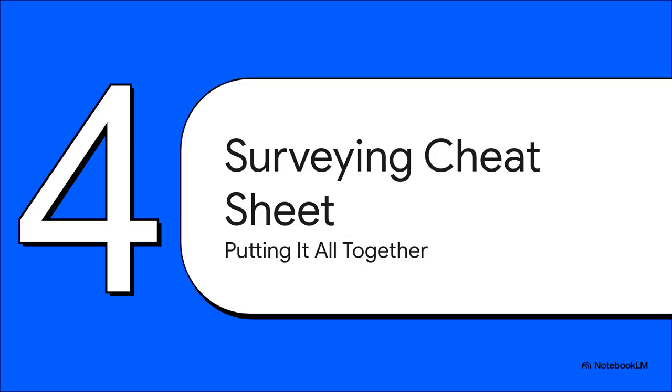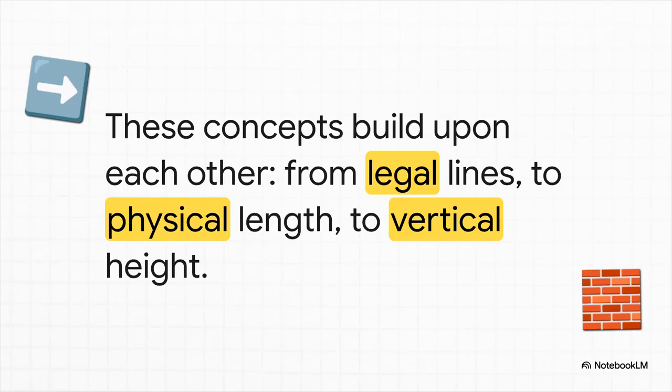Okay, so let's recap. We've worked through our 4 core concepts. We went from the legal line on a piece of paper to physically measuring it to understanding its vertical height. Now let's put it all together in a nice, simple cheat sheet for you. Just remember the story, the logical flow. It always starts with the legal description, the property lines. That's your meets and bounds. Then you move to measuring its physical length. That's chaining. And finally, you add that third dimension of vertical height. And that's your datum and benchmarks.